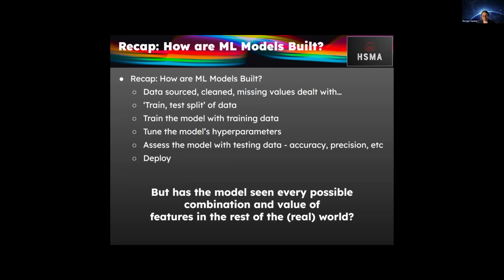We've trained the model with our training data. We used our validation set to tune the model's hyperparameters. We've assessed the model with the testing data, checked its accuracy, precision, recall, and we've deployed it. But can we really be sure that the model's seen every possible combination of value and features in the rest of the real world that's out there? Very likely not.